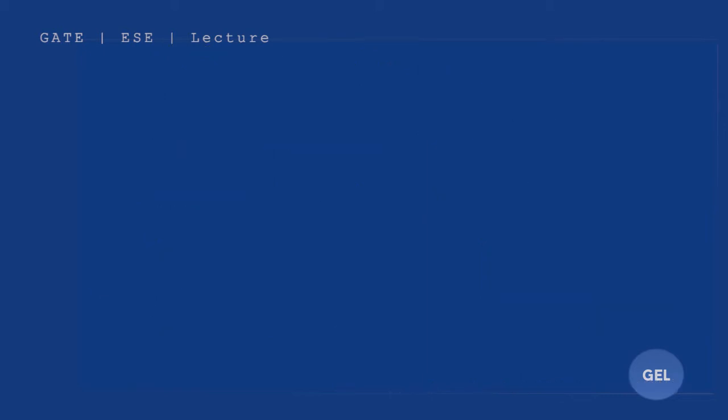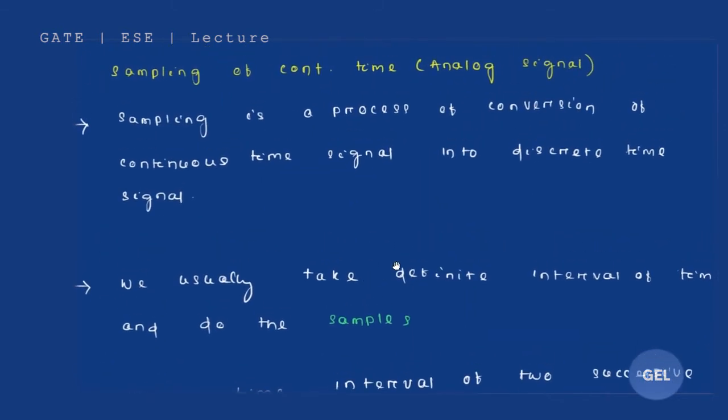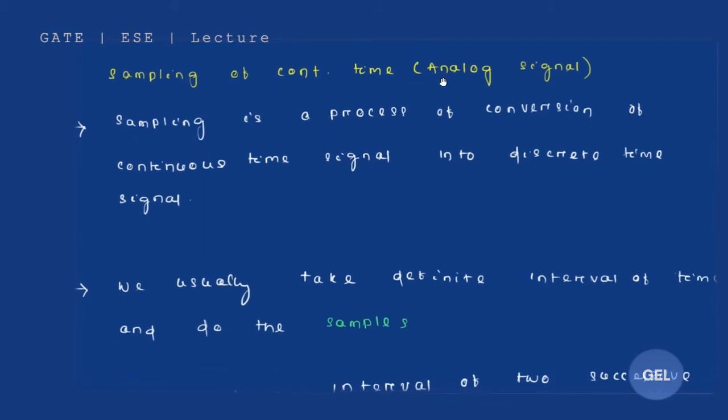Now let's get into the sampling phenomenon. What is sampling? We'll get into a detailed analysis of this. This is a very important topic of discussion, because it leads to a major part of communication engineering. Now just listen to this carefully. Sampling of a continuous time or analog signal is nothing but a process of conversion of continuous time signals to discrete time signals.